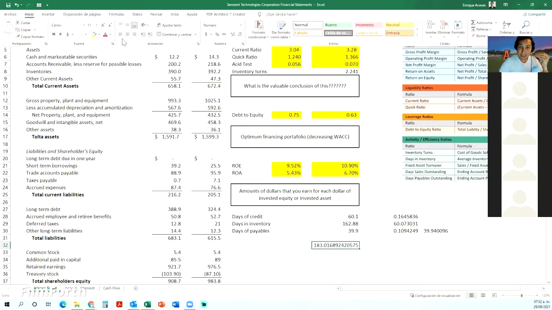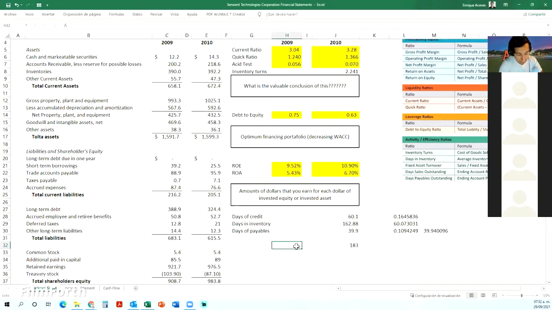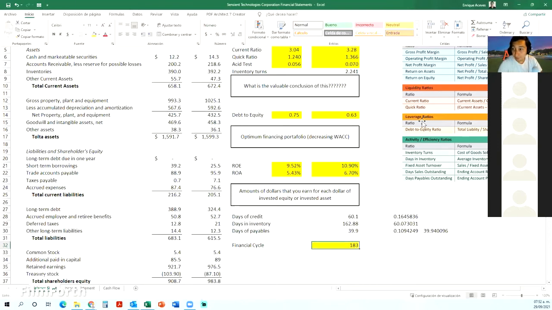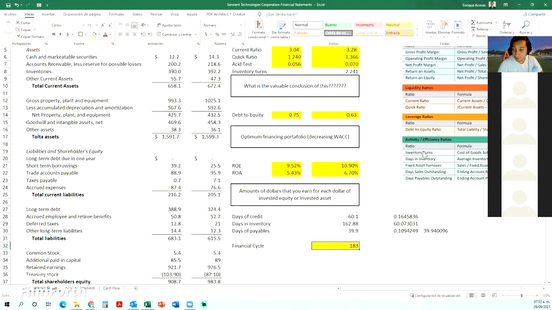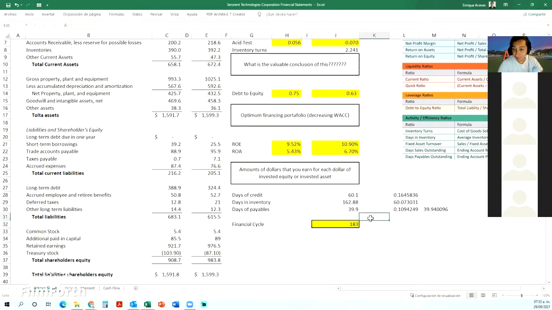What did I just do? If I know that I have a financial cycle, this is the financial cycle. This is not in the formulas in here. I don't see it, but this is the important message. So if I know that I move my inventory in 162 days, that means that I have to wait this amount of days to sell. Do you agree? Perfect until there.